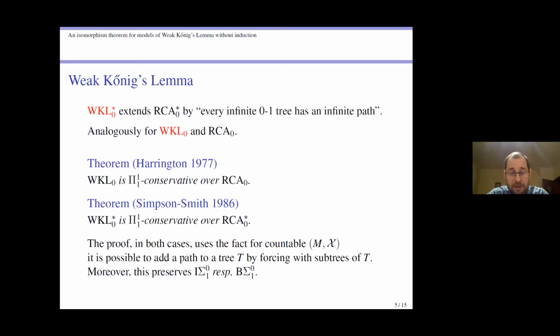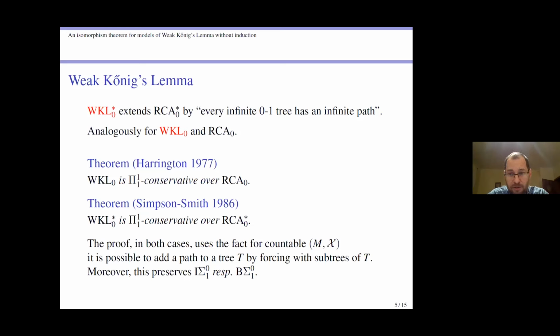If you add this principle to RC0 star, you get WKL0 star. If you add it to RC0 without this star, you get WKL0 without this star. This is a pretty important principle. It proves much more mathematics, in the sense of reverse mathematics, than RC0 does itself. But importantly, it's Π11 conservative. In particular, it has no new arithmetical consequences in both settings, both in the presence of Σ1 induction and the absence of it.